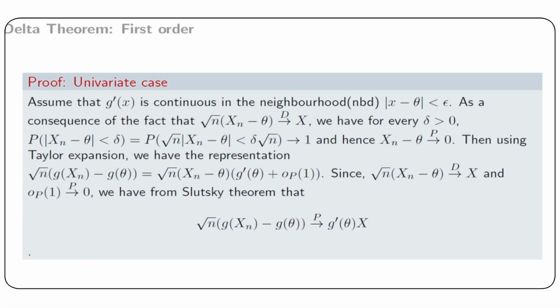Then using Taylor expansion, we have the representation √n(g(Xn) − g(θ)) = √n(Xn − θ) g'(θ) + o_p(1). Since √n(Xn − θ) converges in distribution to X and o_p(1) tends to 0 in probability, it follows from Slutsky's theorem that √n(g(Xn) − g(θ)) converges in distribution to some random variable, which is the first derivative of g at θ multiplied by X, and this proves the result.